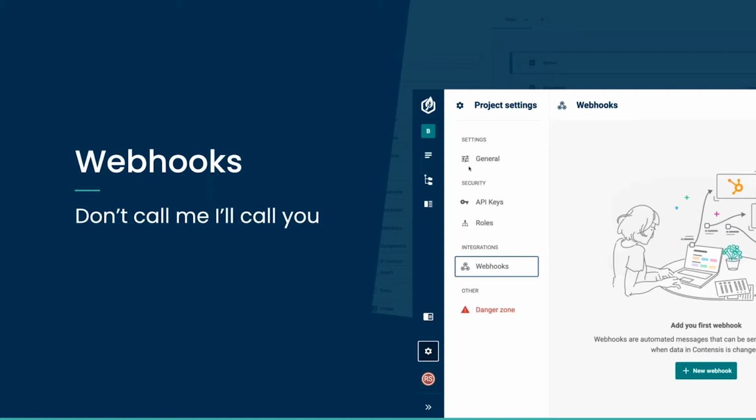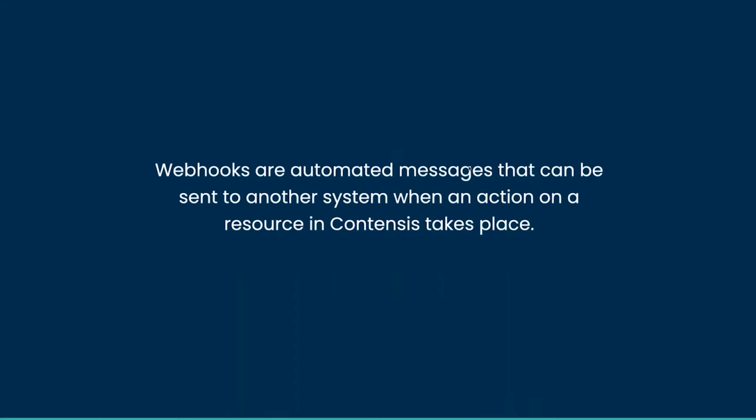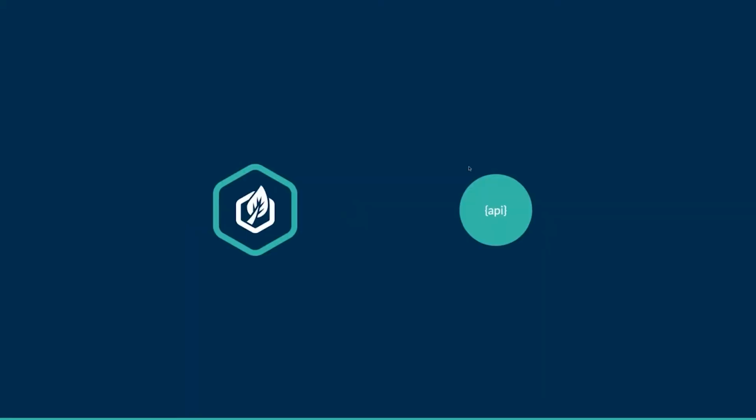This is all down to the underlying principles of how you would communicate with systems outside of Contensis today when you want to get Contensis content into an application, a third-party integration or application. As I said earlier, webhooks are effectively automated messages that can be sent to another system when an action on a resource happens.